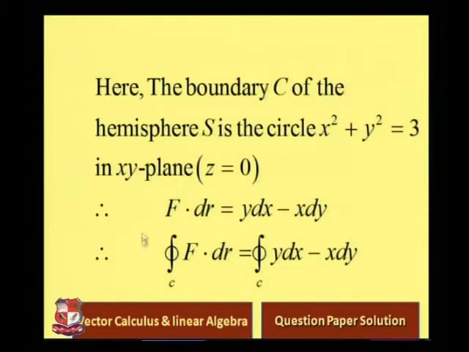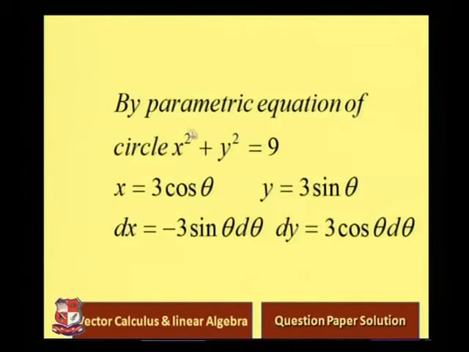Now using contour integration, the contour integral over C of F dot dr is the contour integral over C of y dx minus x dy. By the parametric equation of the circle x squared plus y squared equals 9, x is 3 cos theta, because the radius is 3, and y is 3 sin theta. Therefore dx is minus 3 sin theta d theta and dy is 3 cos theta d theta, and the parameter limit of integration is 0 to 2 pi.